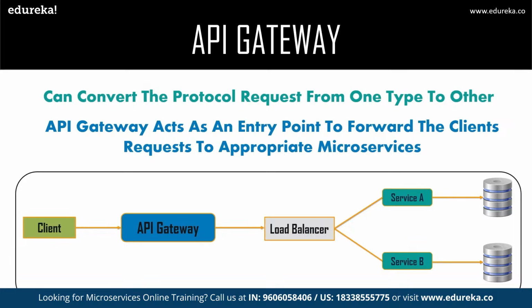Also, since developers are always concerned about how to handle multiple protocol requests, API gateways can convert the protocol request from one type to another type. Similarly, it can also offload the authentication responsibility of a specific microservice. So once the client sends the request, these requests are passed to the API gateway, which acts as an entry point to forward the client's request to the appropriate microservices. Then, with the help of the load balancer, the load of the requests is handled and the requests are sent to the respective services, right?